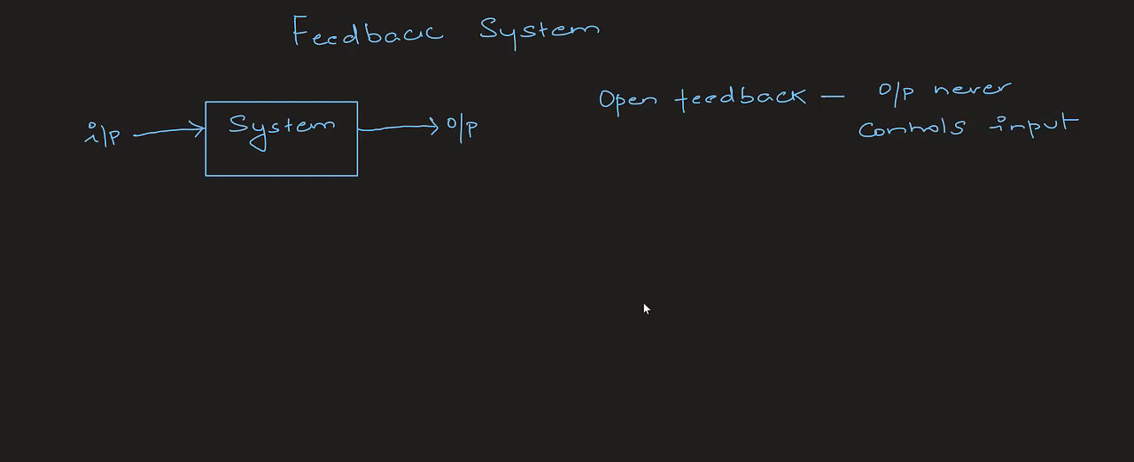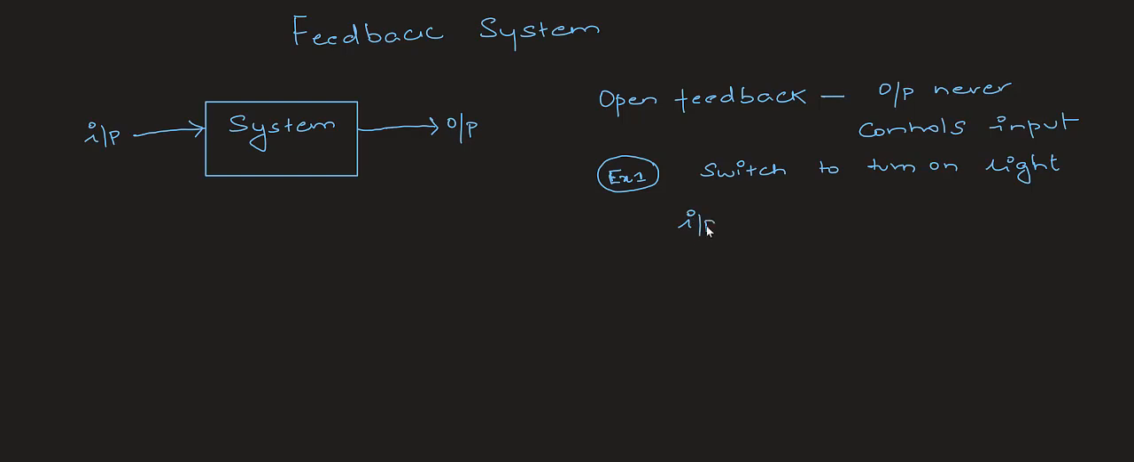So what does it mean when you say an output never controls input? It means your output never meets your input. The output that comes after processing from the system is not aware of what the input was, and the input that is producing the output through the system will never know what output it is producing.